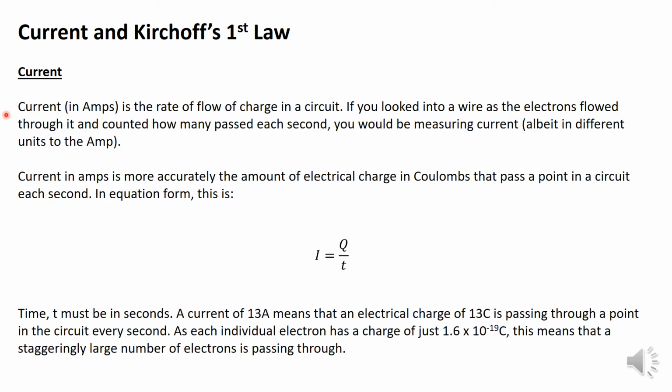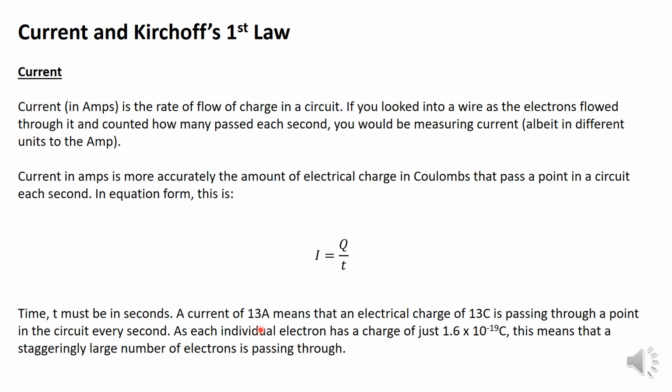Only the units would be different, because current isn't actually the number of electrons passing a point each second. It's the amount of electric charge in coulombs that's passing a point each second. So in equation form, it's current in amps is charge in coulombs divided by time in seconds.